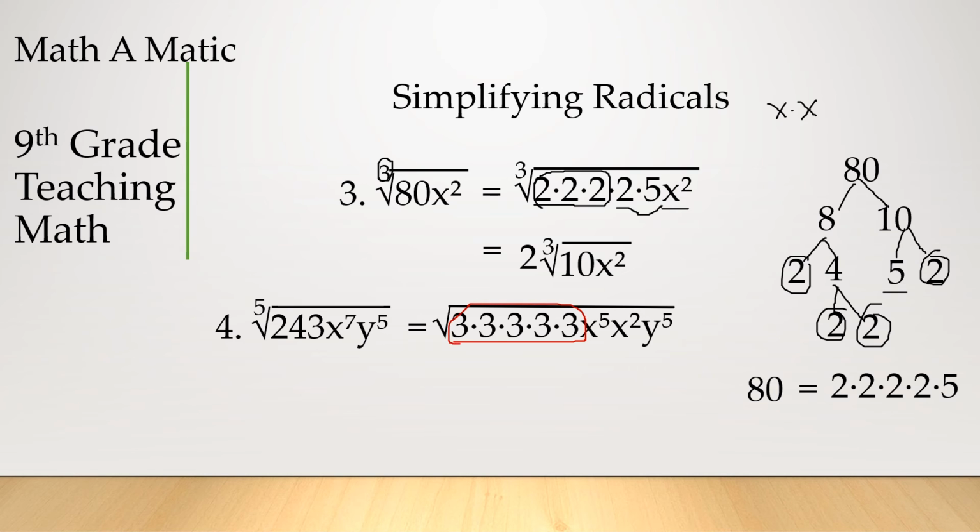So 243 is already a perfect fifth power for this index 5. So that is now 3. And then we have the fifth root of x to the 5th power, and that is x. And then the fifth root of y to the 5th power, and that is y. So we have x and y, and they should be outside the radical sign. What is left inside now is x squared. So that is 3xy times the fifth root of x squared as the simplest form.